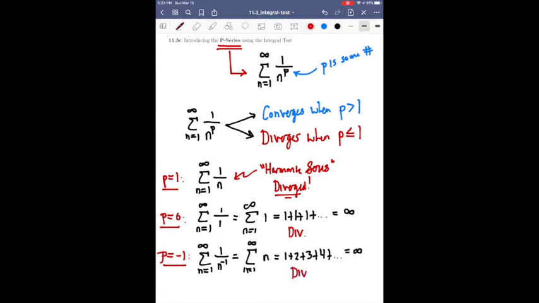So what it looks like is, well, for any p-value less than 0, we're going to get this type of behavior where the n to the p is going to pop back into the numerator. All right, well, let's consider the cases when p is actually greater than 1.